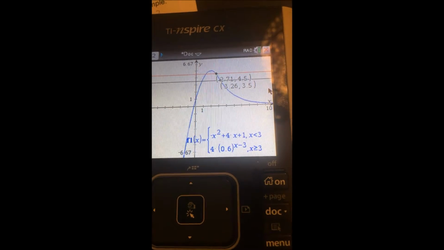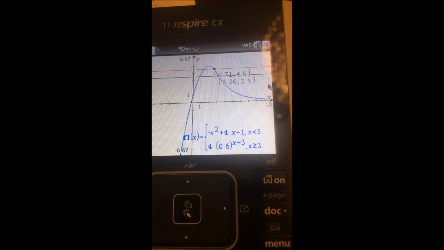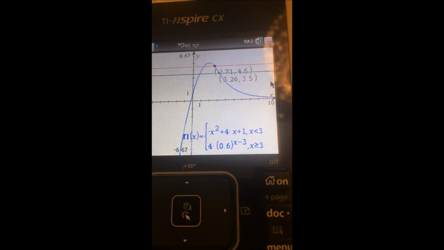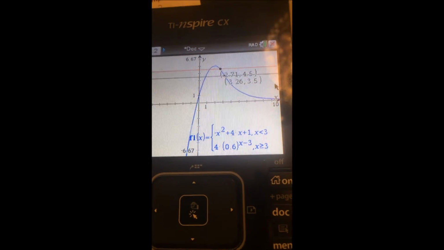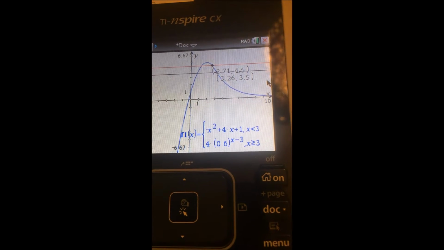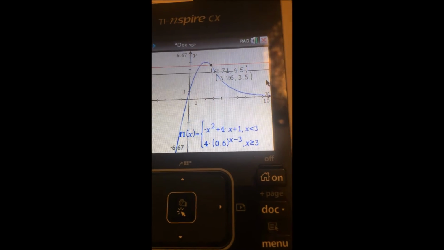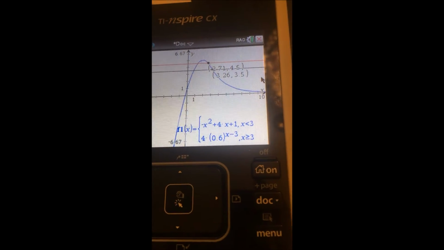Now to check graphically, I entered the intersection equations of y equals 3.5 and y equals 4.5. When finding the intersection between the graphs and the piecewise function, I got the x values to be 2.71 and 3.26.